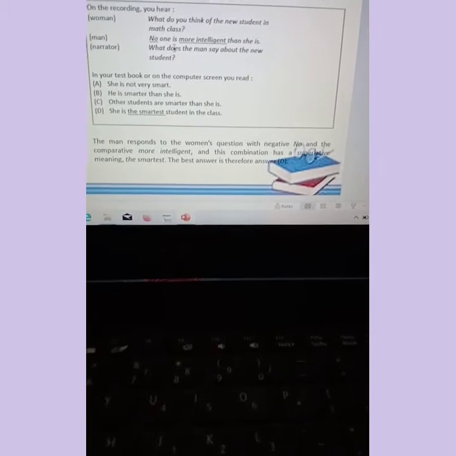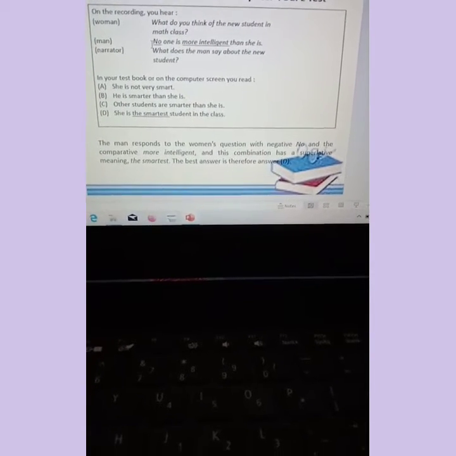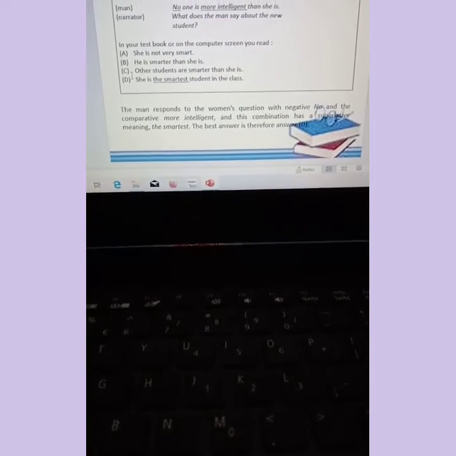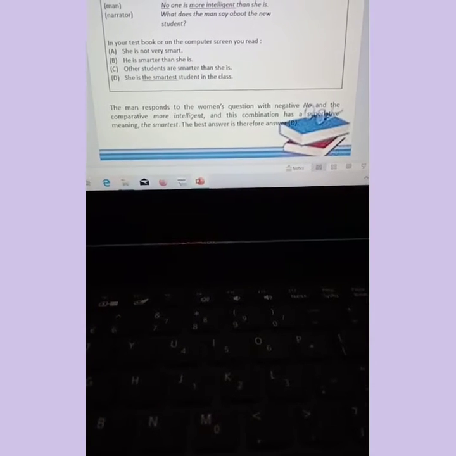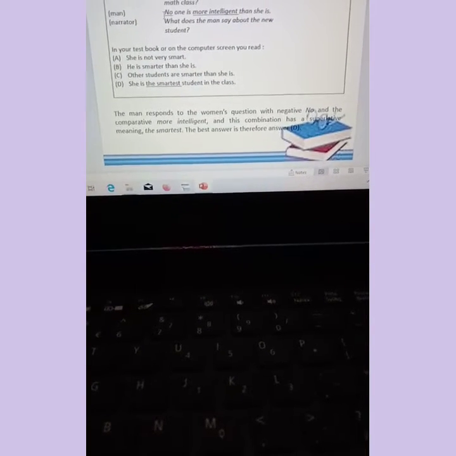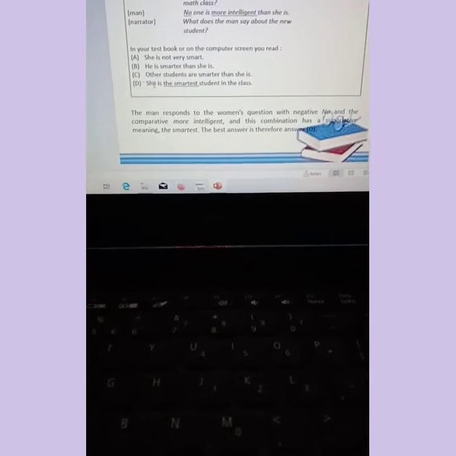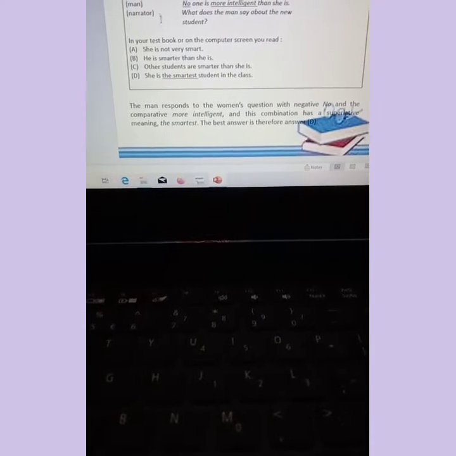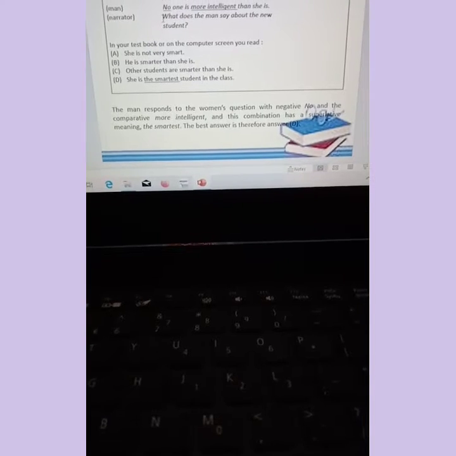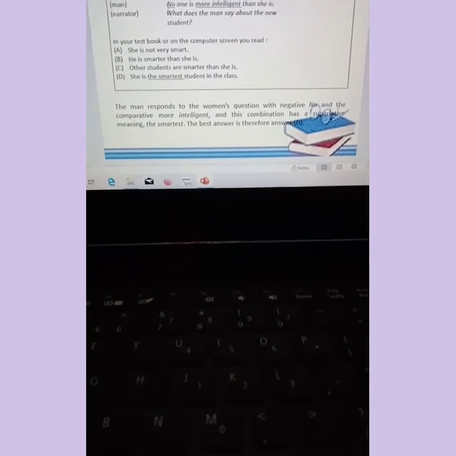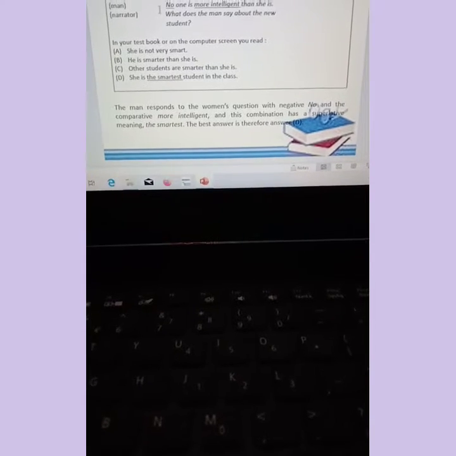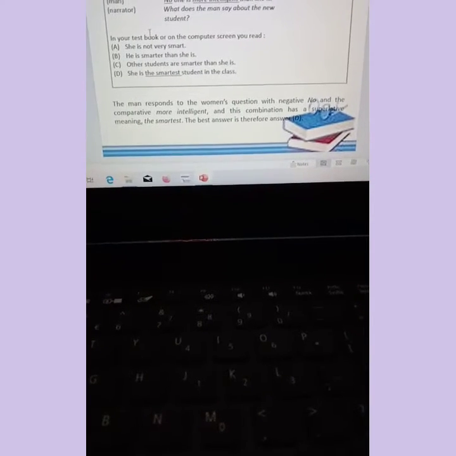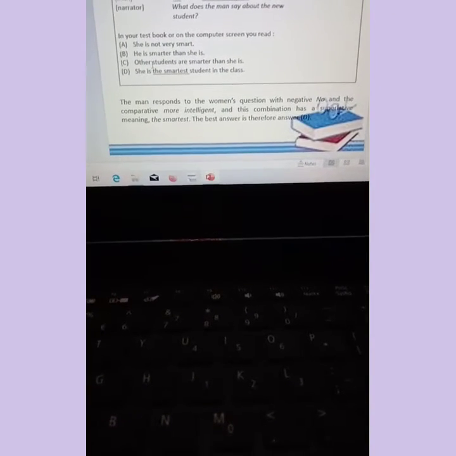You can see this. And then C. Other students are smarter than CS. No, the man did not say that, right? And D. CS is the smartest student in the class. Let's see what the man says. No one is more intelligent than CS. Yeah, the answer is D. Why? Because no one is more intelligent than CS, it means CS is the smartest student in the class. Right?